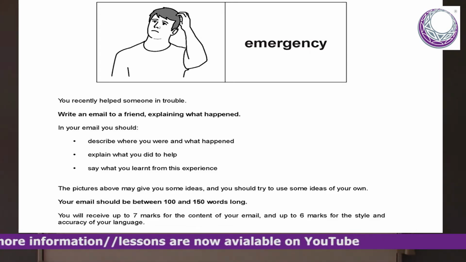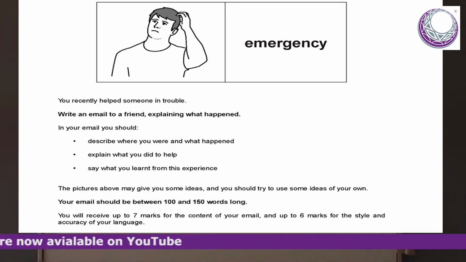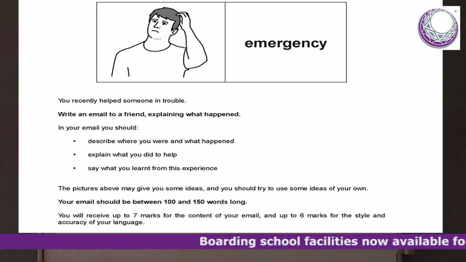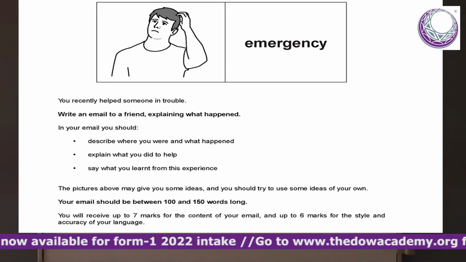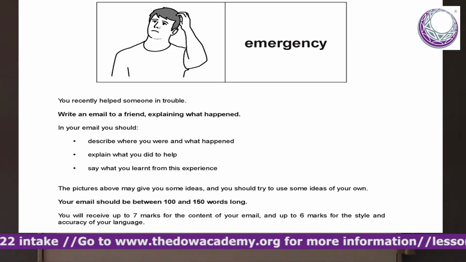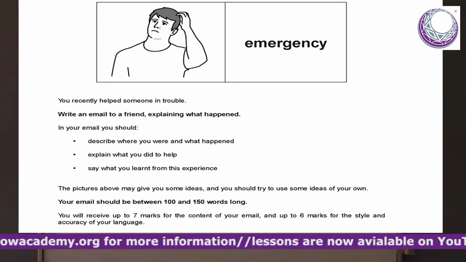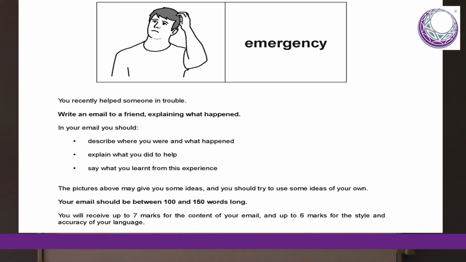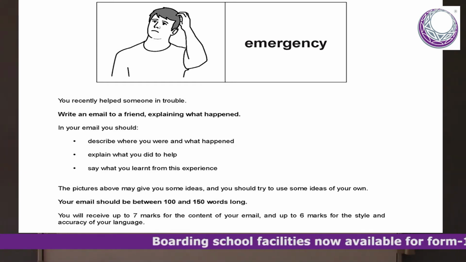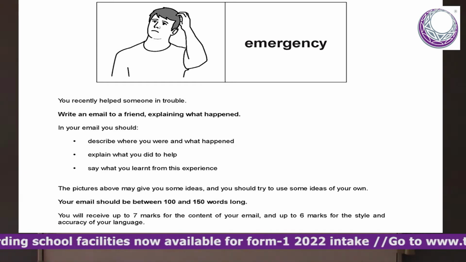The last point there, the third point, says, say what you learned from this experience. In as much as you observed what was there, you can say a thing or two about what happened. You can say a thing or two about how you came to the rescue. Do not make yourself the hero of the story, by the way. Simply get straight to the point as to how you came through to help. Say what you learned from this experience. What lesson did you derive from the experience?